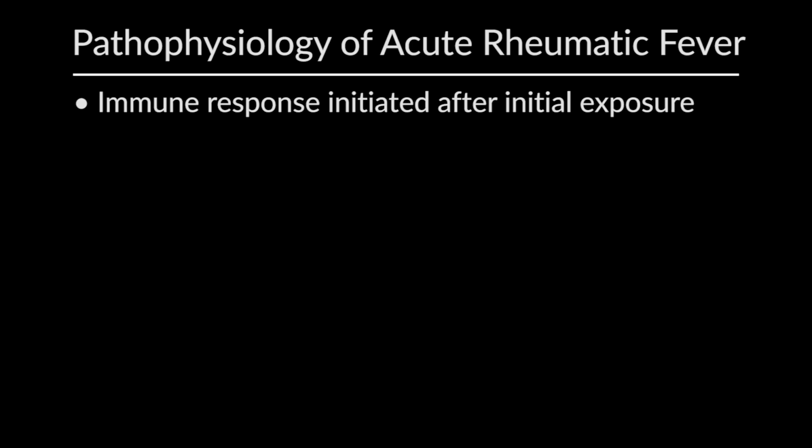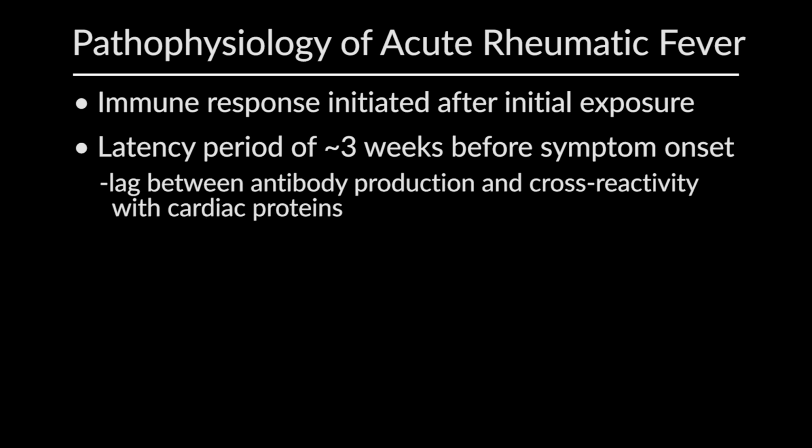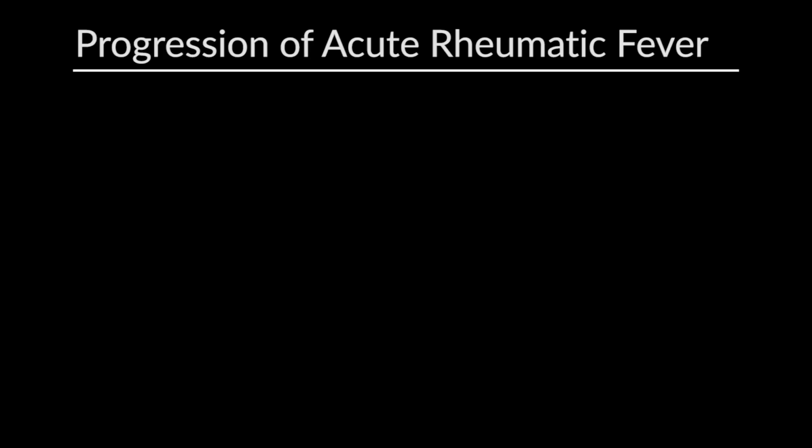The patient's immune response is initiated after initial exposure to the bacteria. However, there is a latency period of about 3 weeks before the patient develops symptoms of acute rheumatic fever. This is due to the lag between initial antibody production and the cross-reactivity of these antibodies with the patient's own tissue proteins. At the time of development of acute rheumatic fever symptoms, the host immune system has eradicated the initial group A strep infection. The progression of the disease is as follows.